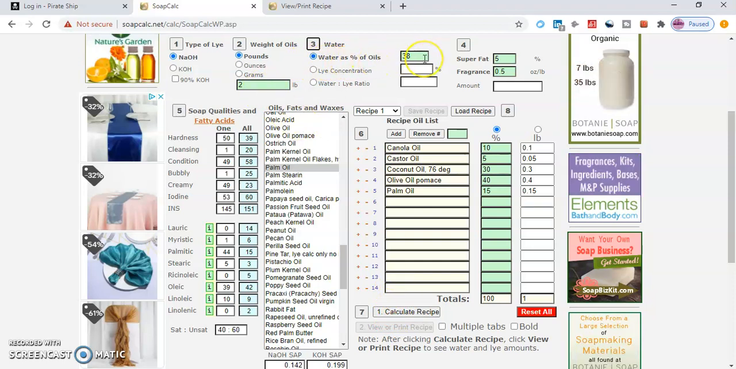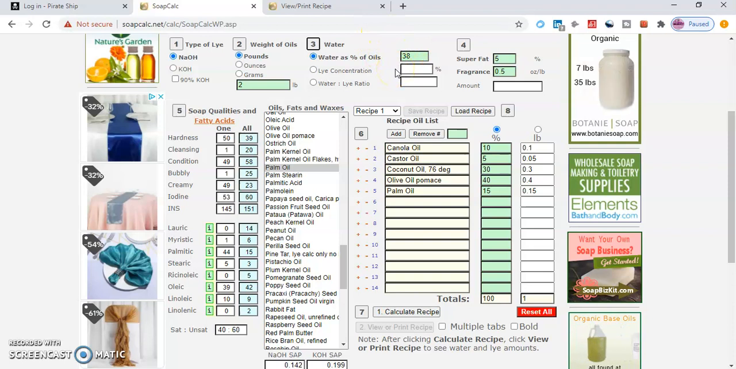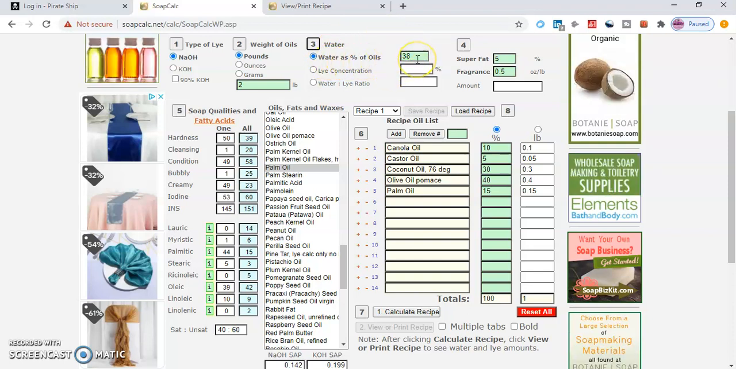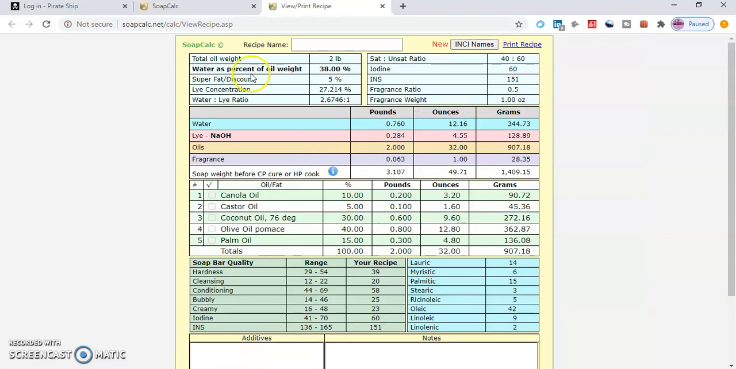What we're going to do is calculate our recipe at this 2 pound mark with water as a percentage of oils at 38, as the soap calculator suggested. This is considered our lye concentration, and I'll show you that in a second. With our water as a percent of oils at 38, this is considered a full water. When we click calculate recipe and view our recipe, we will see that this has calculated a 2 pound batch of soap at a water to percentage of oil at 38%.